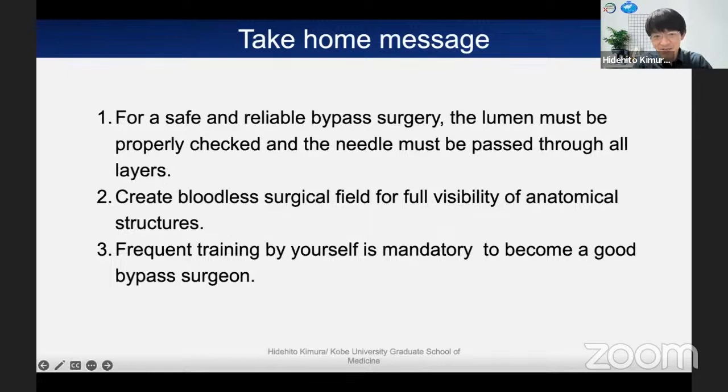For safe and reliable bypass surgery, the lumen must be properly checked, and the needle must be passed through all layers. Create a bloodless surgical field for full visibility of anatomical structures. Frequent training by yourself is mandatory to become a good bypass surgeon. Thank you for your attention.